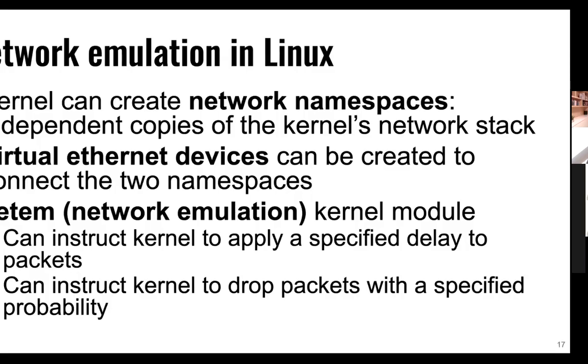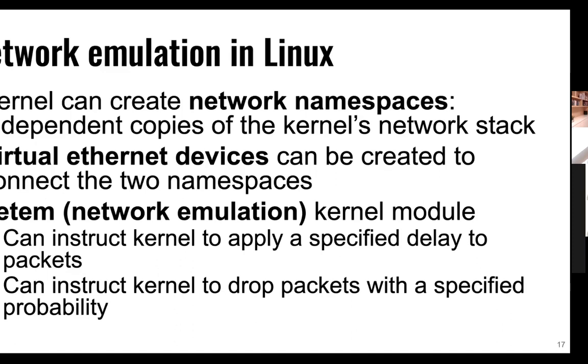So we made use of some network emulation tools in Linux, where we can have the kernel create network namespaces with independent copies of the networking stack, and then use virtual Ethernet devices to connect these two, and instruct the network emulation module to perform certain modifications when packets are transmitted across these namespaces. In particular, we can introduce a delay, or we can drop packets with a specified probability. So this is the first of 2 tools that we used to carry out this experiment.